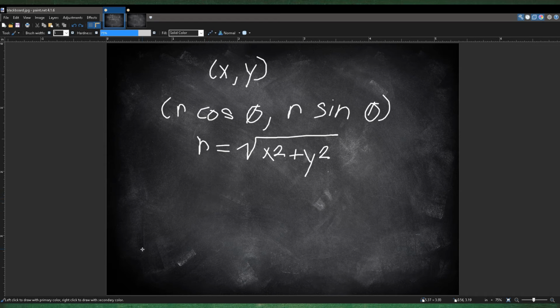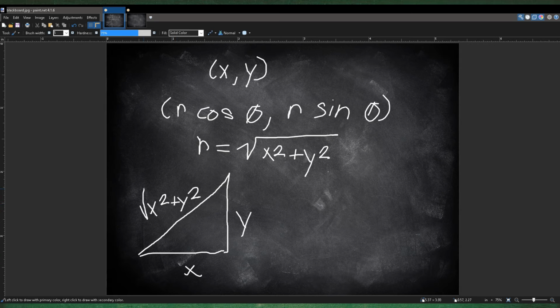How do you get this? Well, think of a triangle. Imagine the triangle is in a coordinate plane, right? So something like this. This is at 0, 0, and this coordinate right here is at x, y. So if this is x and y, then the radius, which is the magnitude, would be the square root of x squared plus y squared, because of the Pythagorean theorem, because it's a right triangle. So that's how you get r. And then you have theta right here.